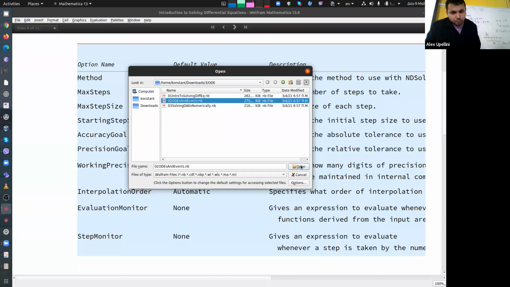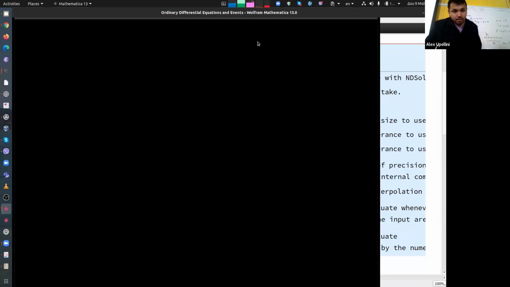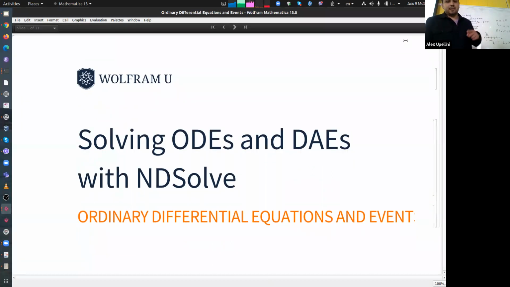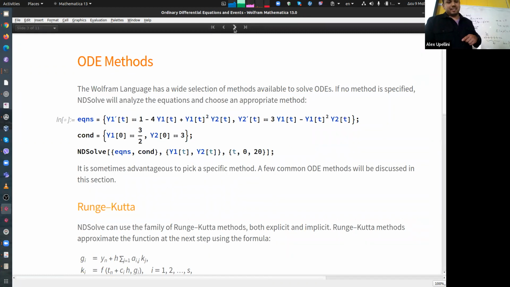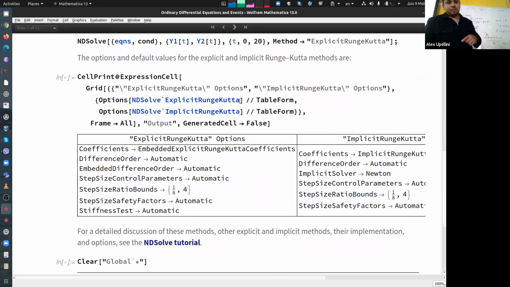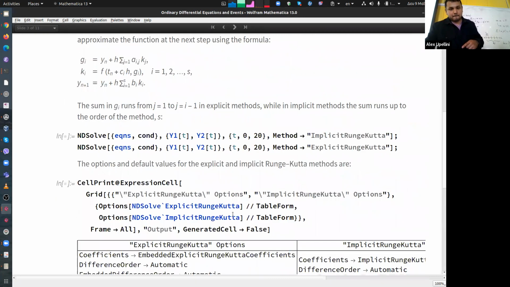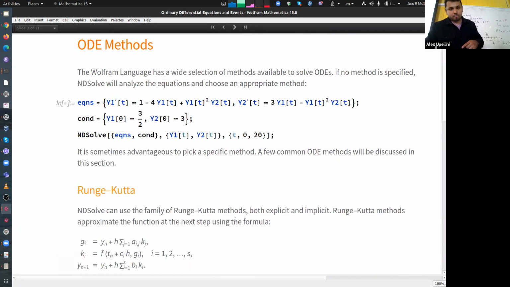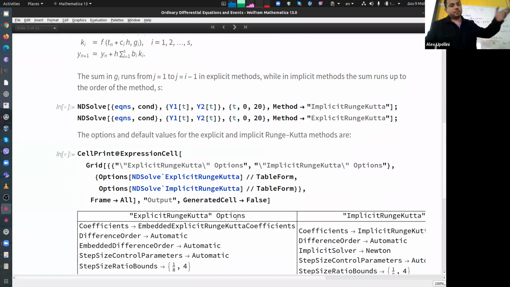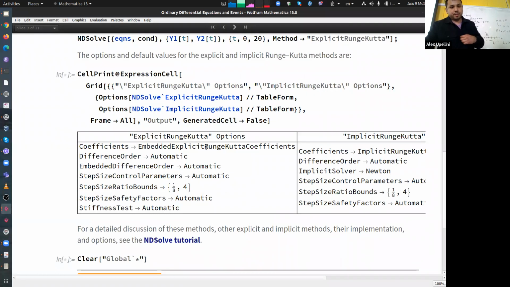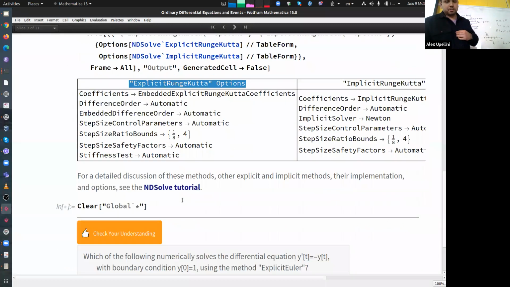Okay. Number 2. This part is very funny. Events. I really like events because they bring some funny behaviors. Well, this is something on methods. If you want to specify Runge-Kutta, for example explicit Runge-Kutta, you have sub-options. The sub-options are the coefficients, difference order, the embedded difference order. Well, you have a lot of sub-options, okay?